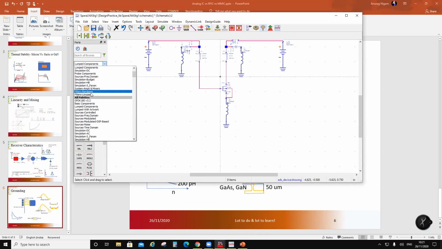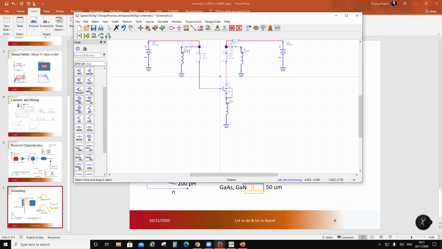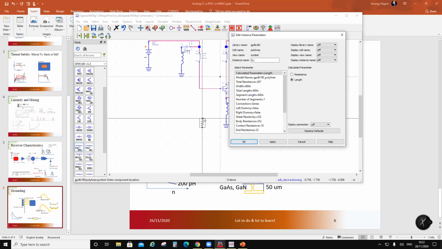So why am I talking of stabilization? If the device is not stable, you don't talk about gain. Your gain is useless if the device is unstable. So let's look at this part. What I'm going to do is put a capacitor and a resistor. Let's say high res poly, and I want to put something like an 800 ohm resistor.